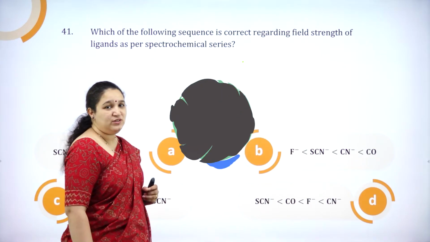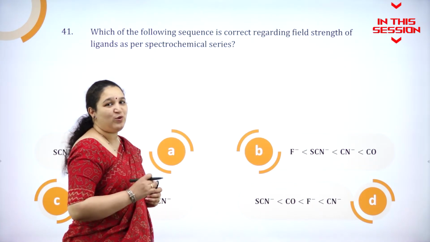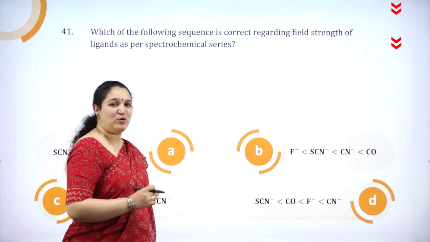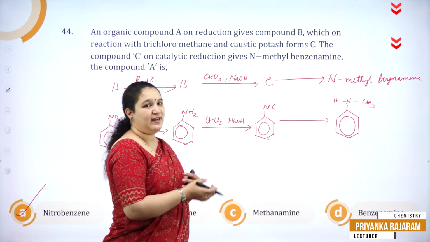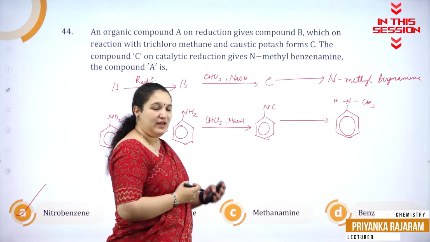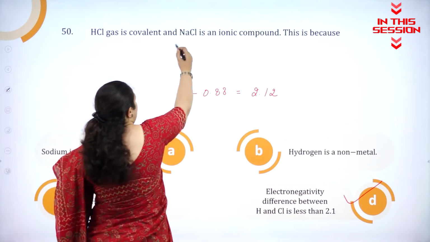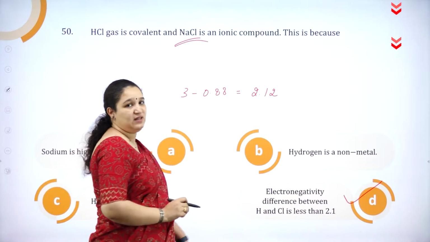For this question, you need to know the spectrochemical series, otherwise you will not be able to answer. So if you come in the reverse order, try and think what might be the answer. It is very easy to solve. NaCl is ionic, but HCl is a gas which is covalent.